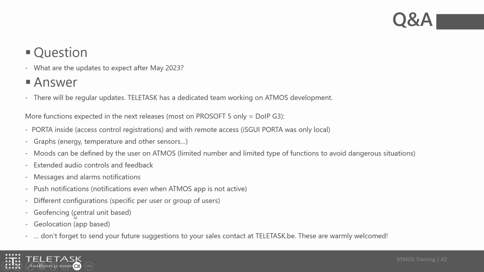Geofencing function, that is something which will be controlled by the central unit. So the central unit will check if your smartphone gets, for example, closer and becomes within a certain area, a zone around your house, then actions can be taken. So this is some information which comes from the ATMOS, which is told to the central unit, and the central unit will be able to take actions. Also, of course, only for G3 installations. And geolocation is the, I would say, application from the other side. That's an action taken from the ATMOS side.